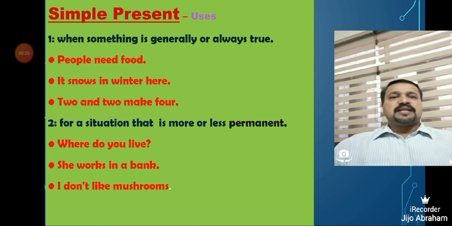For example, people need food. It snows in winter here. 2 and 2 make 4. So all these are considered to be generally true.